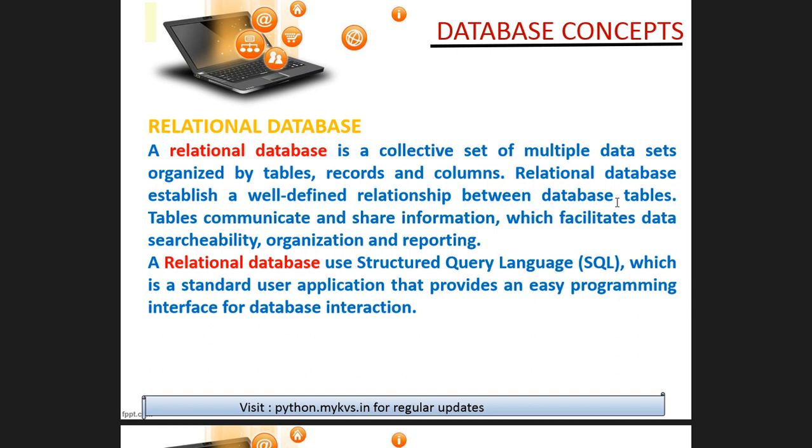The completion of the definition starts here. A relational database is a collection of multiple data sets, or you can say multiple columns, organized by tables, records, and columns. I prefer to say it another way: a relational database is a collection of records arranged in the form of rows and columns. This collection of rows and columns is also called a table or relation.